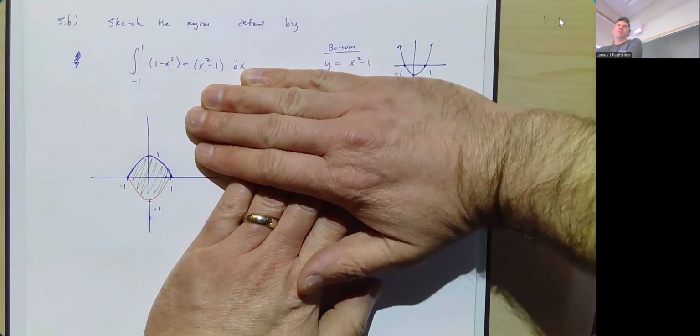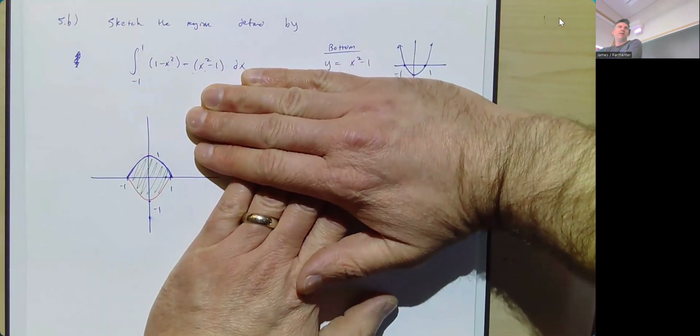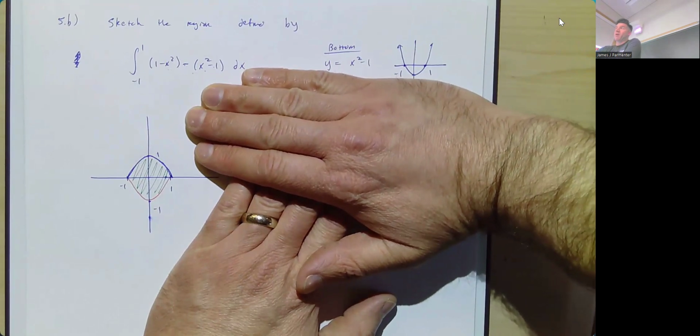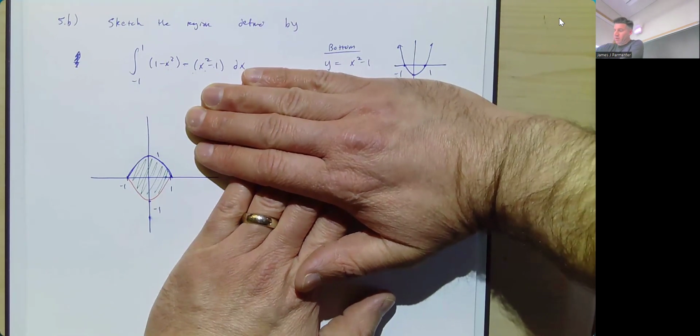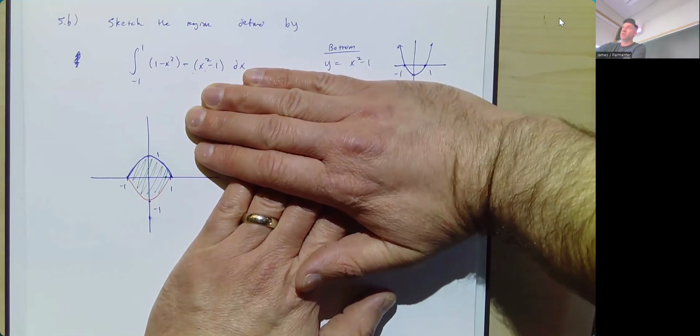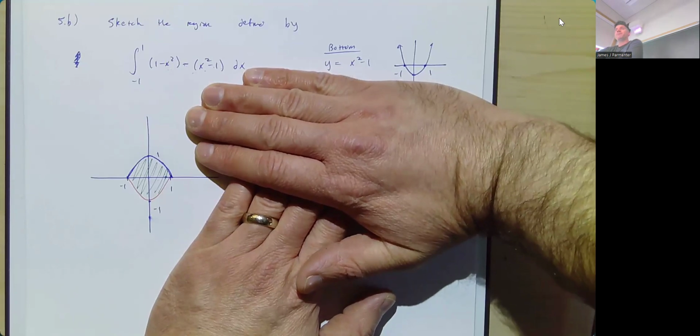Do it the way that you're expected to do it. Because that's what they want you to see. They want you to see that the area between these two functions is the top function minus the bottom function, and vice versa. That the integral of the top function minus the bottom function is the area between those two functions. Okay.